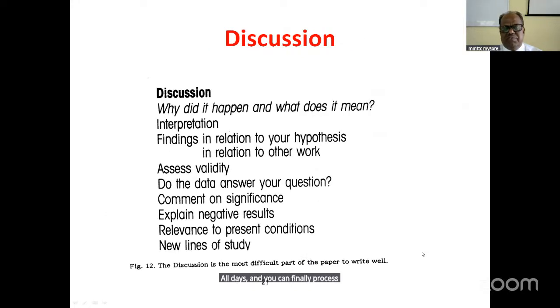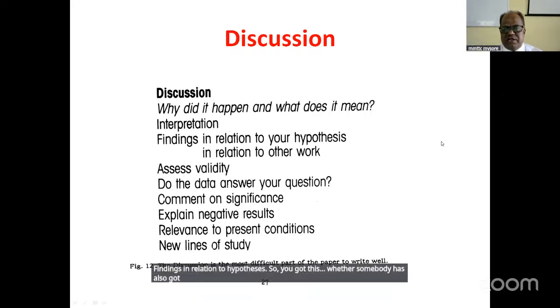And finally, based on the data, you need to discuss. So you got a result like this. What does it mean? Why did you get this result? Discussion is all about why it happened. What does it mean? Interpretation, findings in relation to the hypothesis. Whether somebody else has also got a similar result? If not, how do you explain that?